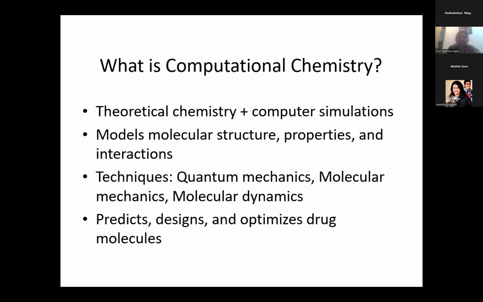So what is computational chemistry actually? If we go for the definition of computational chemistry, it is basically theoretical chemistry combined with computer simulation. What is theoretical chemistry? It is the theory of chemistry. When we talk about it, everything comes back to quantum mechanics. The structure of the molecule depends on the structure of the atoms and the interaction between the nuclei and the electrons and the other things. Then the models, molecular structure, properties, and interactions.